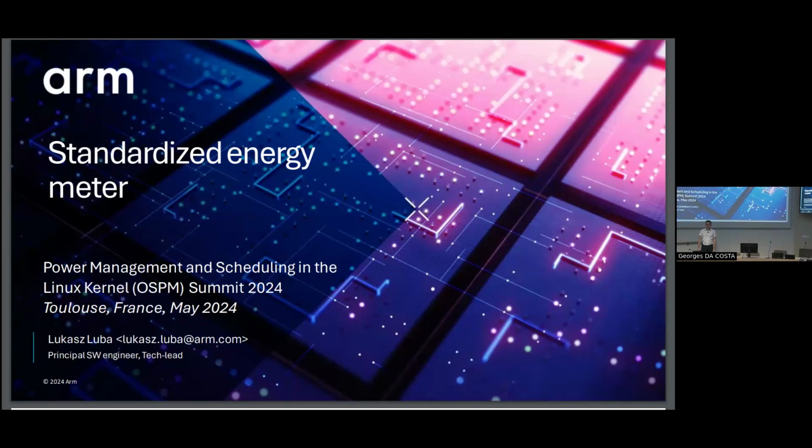Hello, everyone. My name's Lukasz Luba. I'm principal software engineer, currently tech lead at ARM, responsible for kernel development, some design reviews, and I would like to talk today about standards, in particular the energy meter that we would like to see in a common kernel.